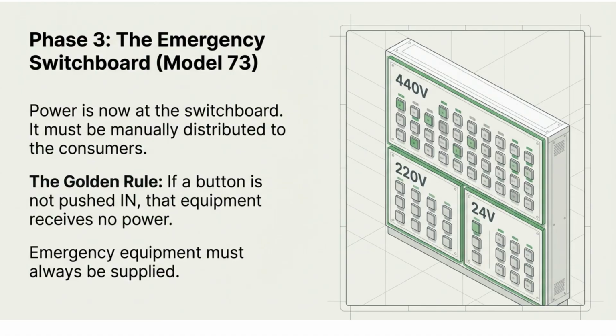Phase 3 is the emergency switchboard, model 73. Power is now at the switchboard and must be manually distributed to the consumers. Remember the golden rule: if a button is not pushed in, that equipment receives no power. Emergency equipment must always be supplied.